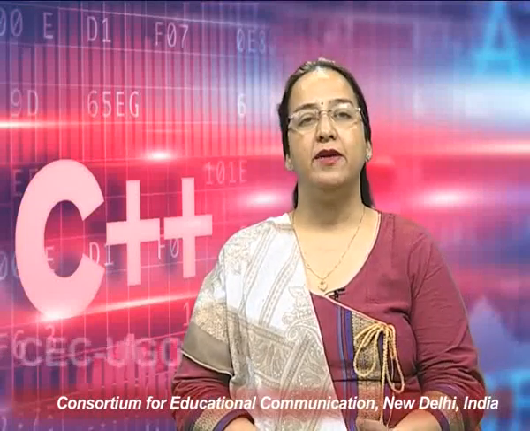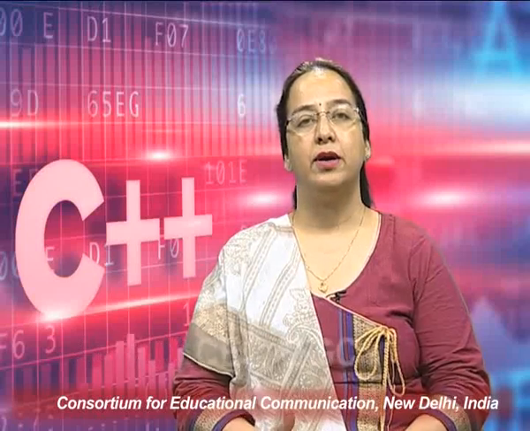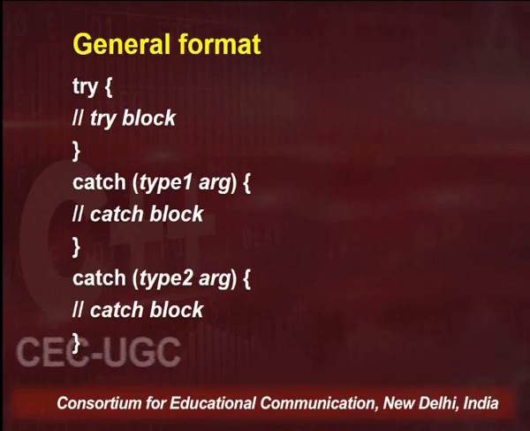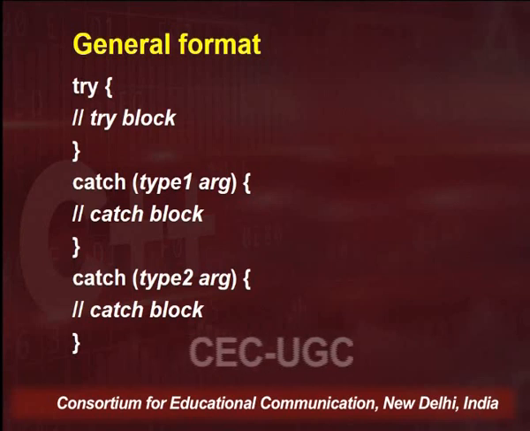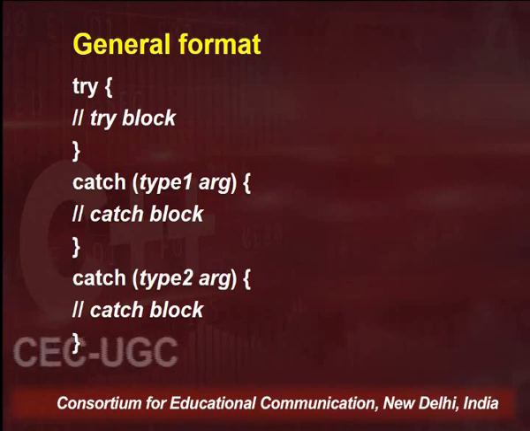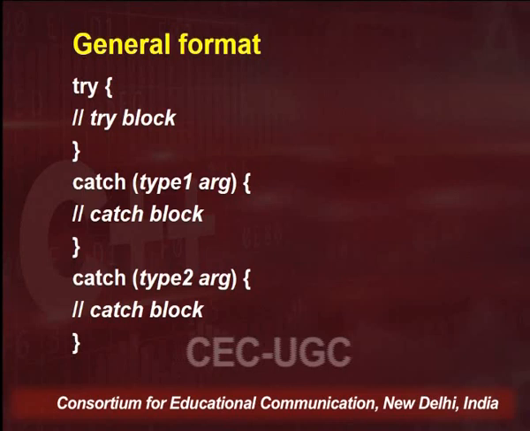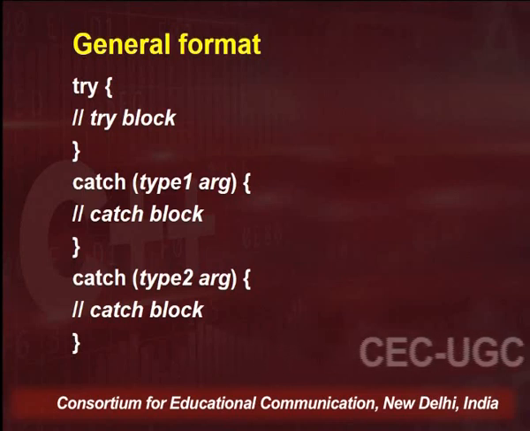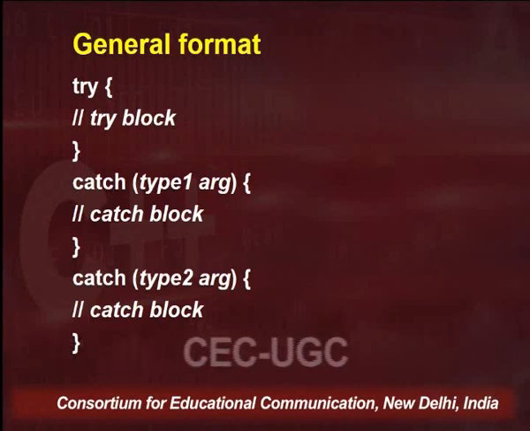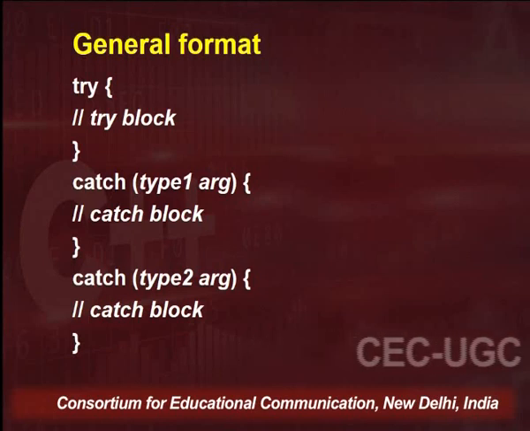If you see the general format of the try catch block, first let me explain that we have three keywords associated with this exception handling mechanism. One is try, another one is catch, and the third one is throw. The try block has all the code which is suspicious of throwing an exception, or which needs to be monitored, and we have corresponding catch blocks.